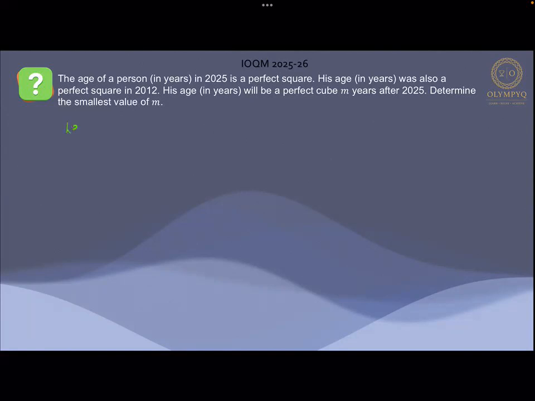So to solve this question, we can assume the age of a person be x in 2025. So I can write, let his age in 2025 be x. So his age in 2012 will be equal to x minus 13. Now as we can see, x and x minus 13 are both perfect squares. So I can write that x will be equal to L square and x minus 13 can be equal to m square.